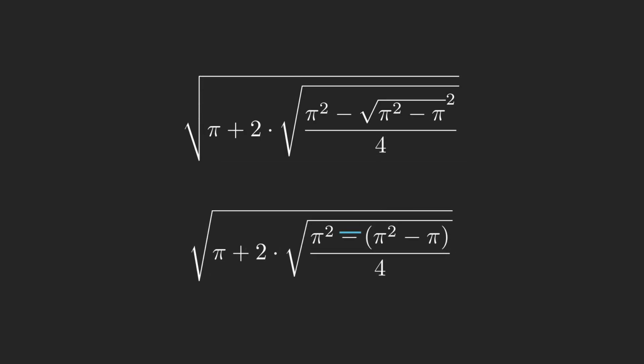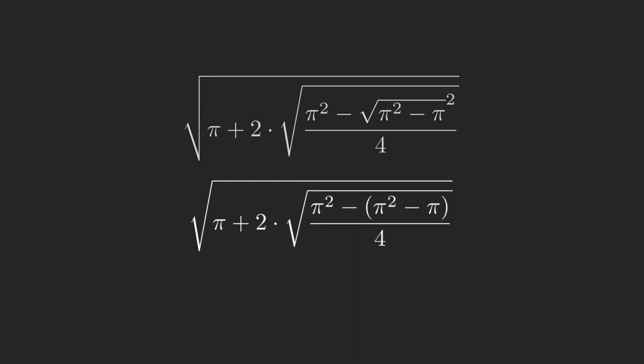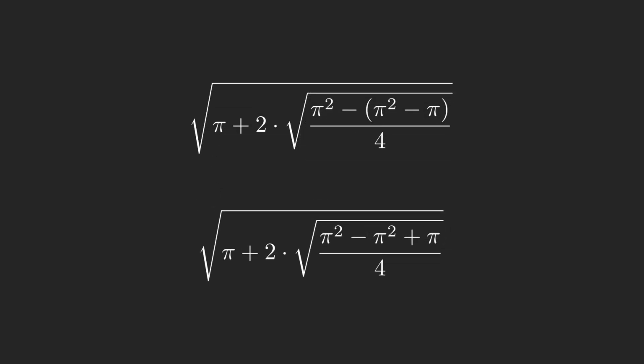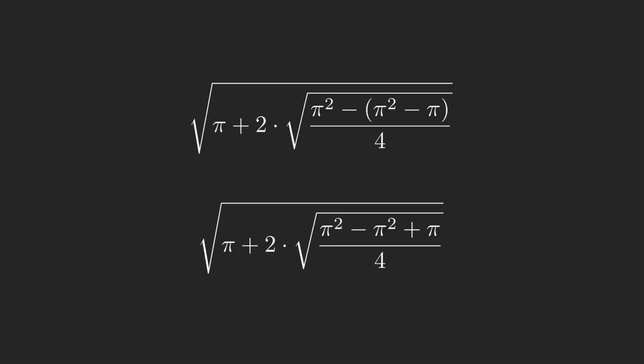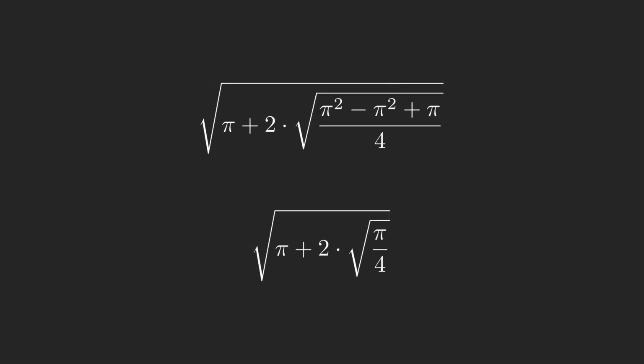The smart thing here is that the square root and the exponent of 2 cancel out with each other. We now move minus inside the parenthesis and get minus pi squared plus pi. The two terms with pi squared cancel out, and in the numerator, we are left with pi.